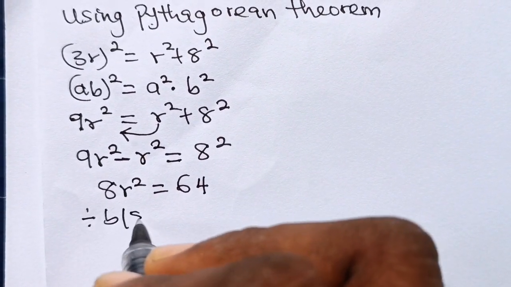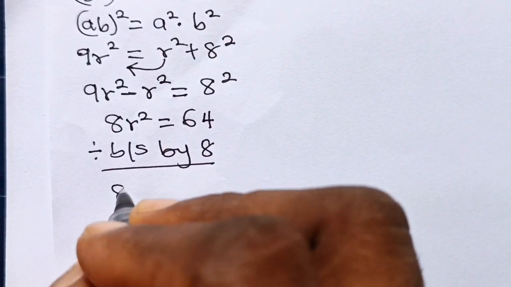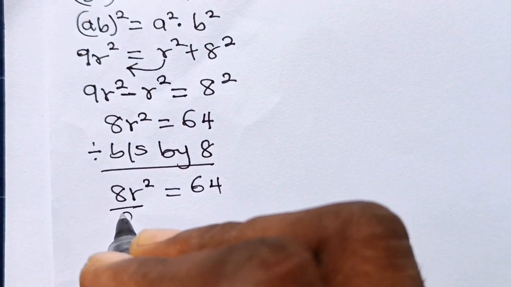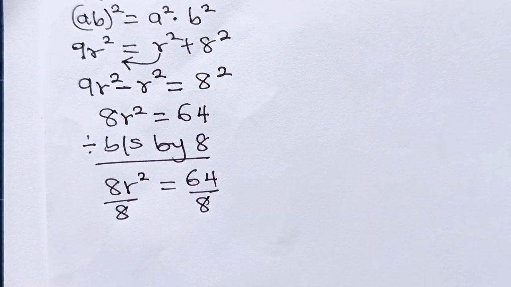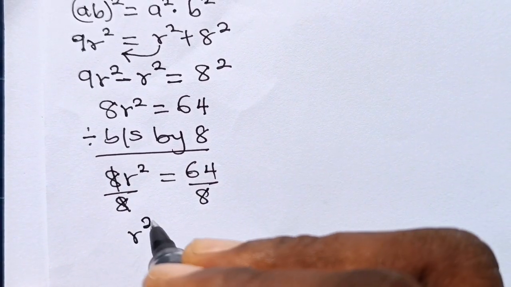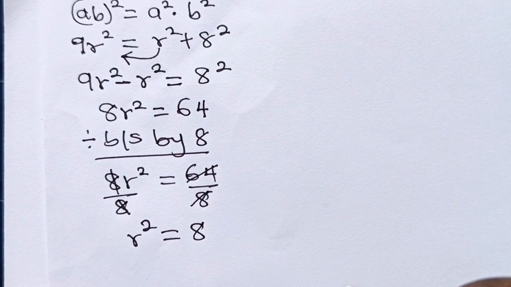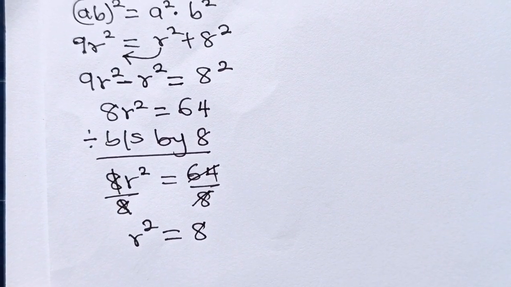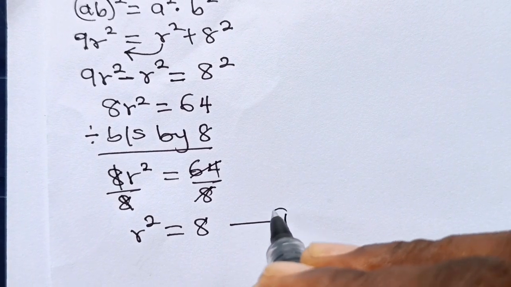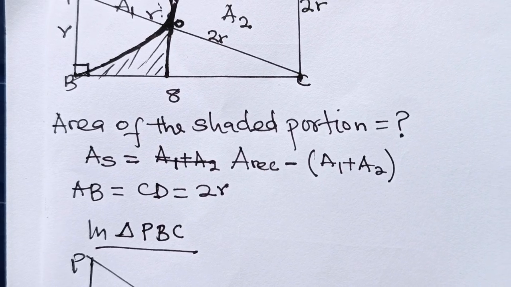Divide both sides by 8. So we have 8r squared is equal to 64, divided by 8, divided by 8. So we have that r squared is equal to 8. Okay? So that is it. Now let's call this equation 1. It's very important. Now let us come to this side.